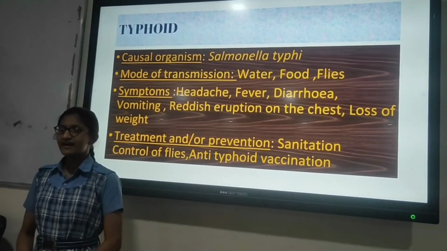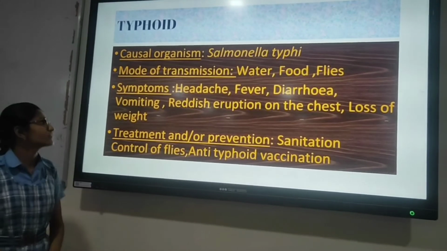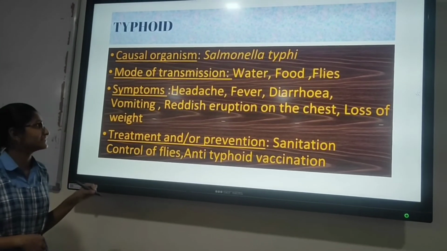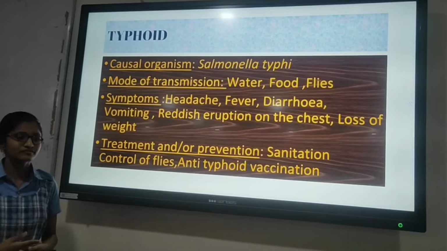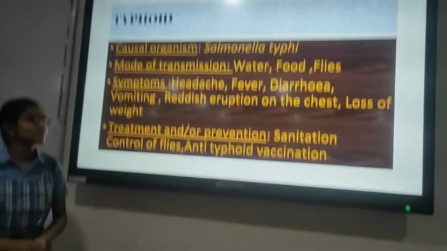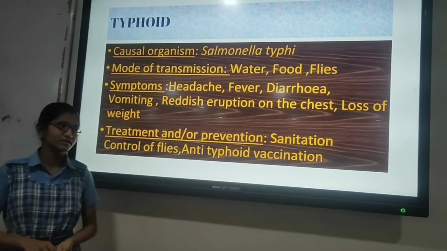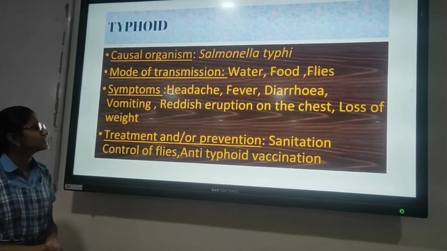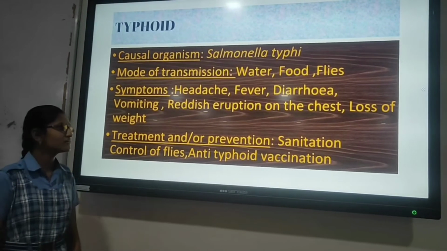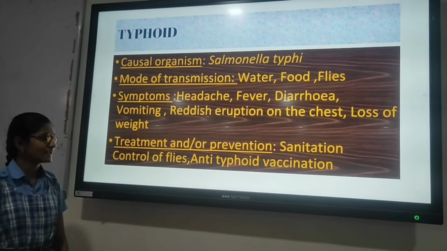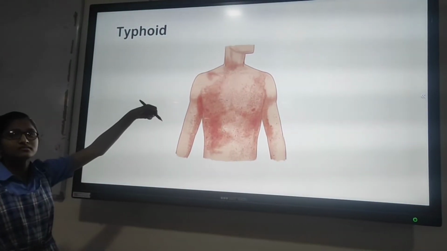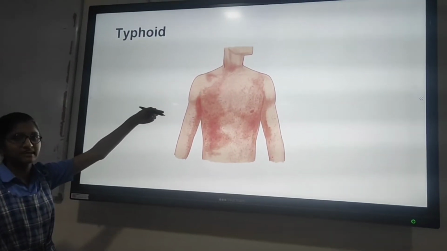Now let us discuss the last disease, that is typhoid. The causal organism for typhoid is Salmonella typhi, and it can be transmitted by food, water, and flies. Symptoms are headache, fever, diarrhea, vomiting, reddish eruption on the chest, and loss of weight. Treatment and prevention are sanitation, control of flies, and anti-typhoid vaccination. This is how a person with typhoid looks.